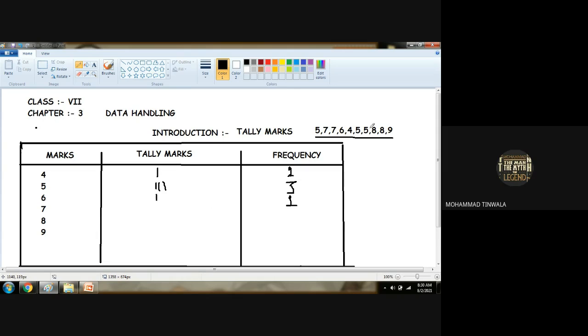Yes, sir. 7, how many times? 7 is repeated 2 times. So tally marking 2 times. The number of students who got 7 marks is 2. Then 8. Two. So again 2 tally marks, and the number of students who got 8 is 2. Then 9. 1.